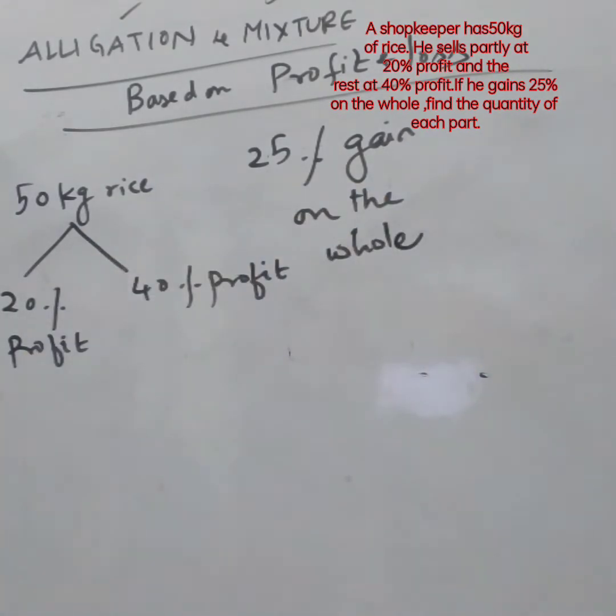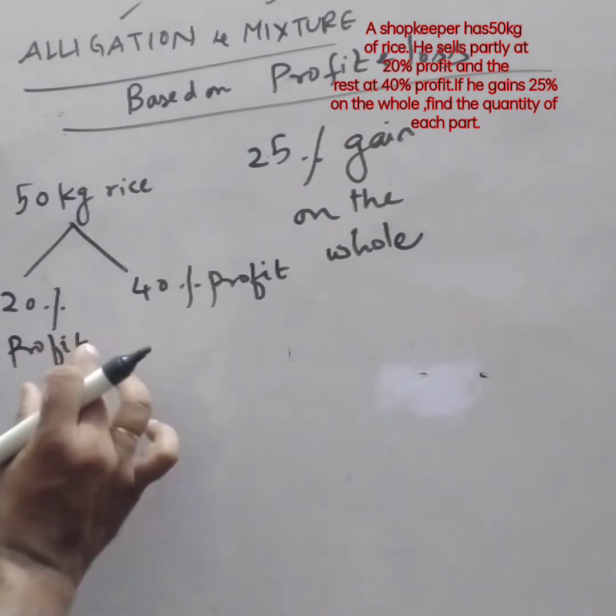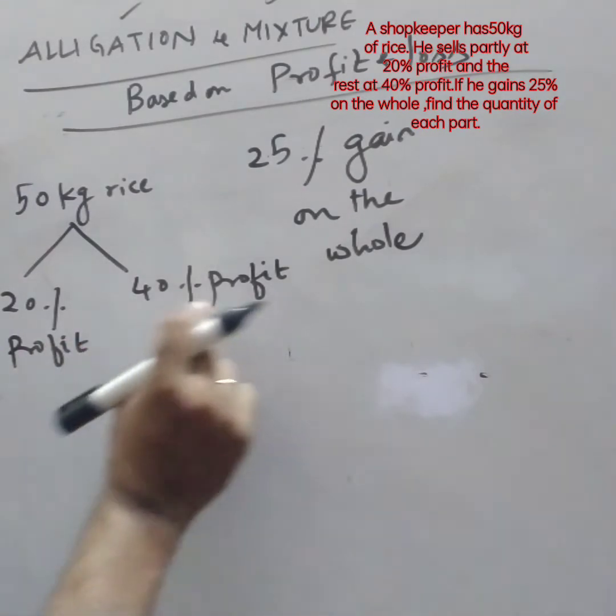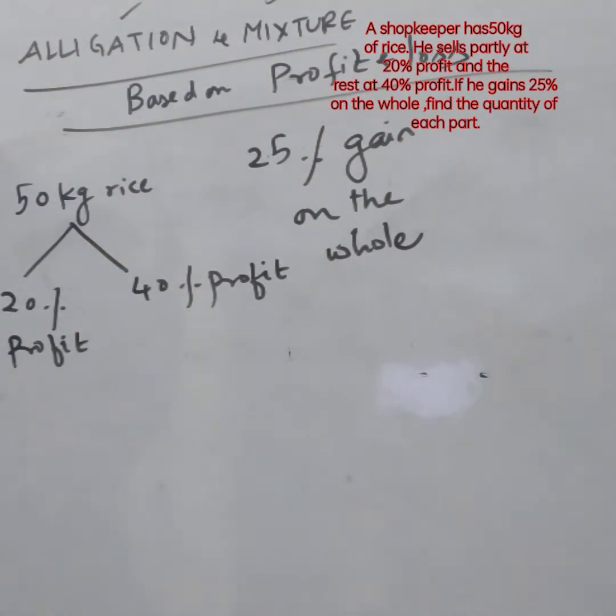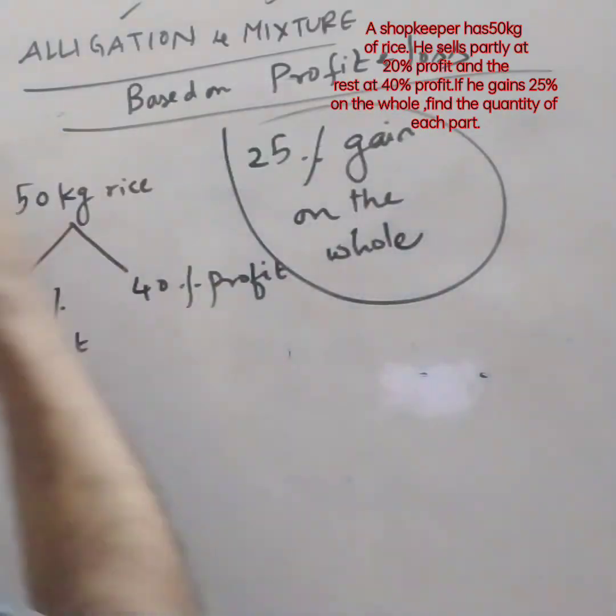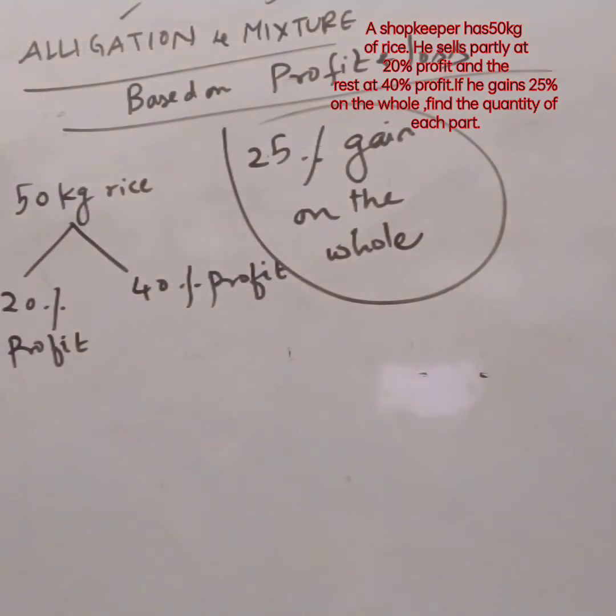The question says a shopkeeper has 50 kgs of rice, he sells partly at 20% profit and the remaining part at 40% profit, so that overall he gains 25% on the whole. Find the quantity of each part. That is, at 20% profit how many kgs he is selling, at 40% profit how many kgs he is selling. What is the ratio? He is gaining 25% finally.